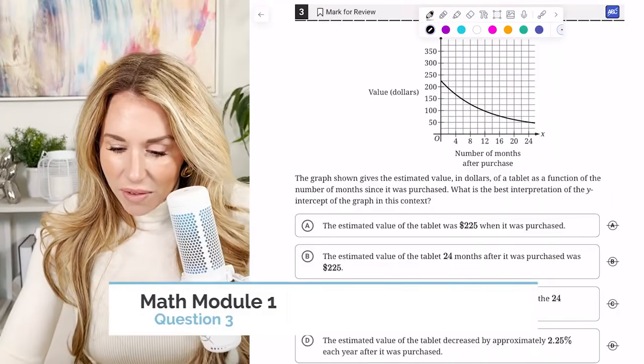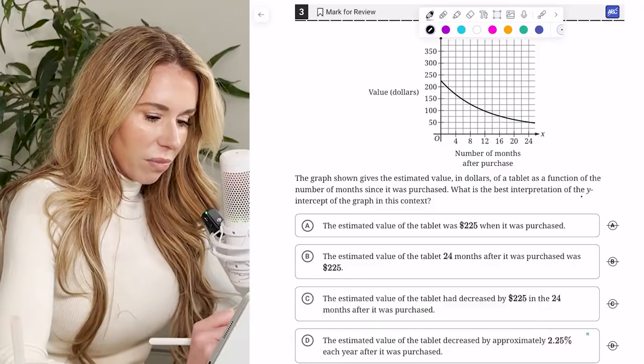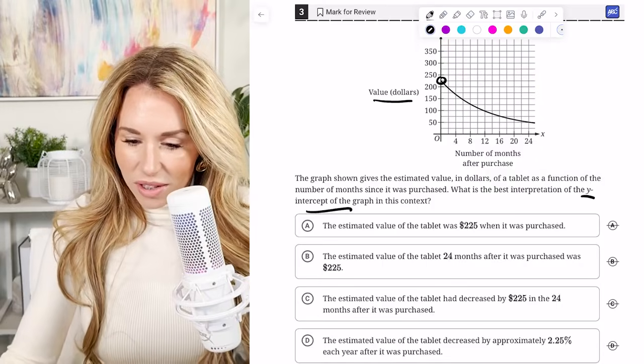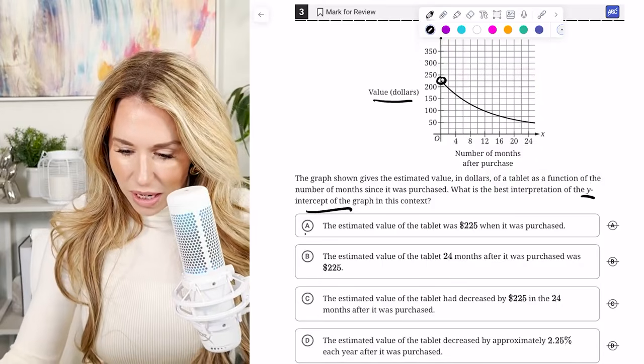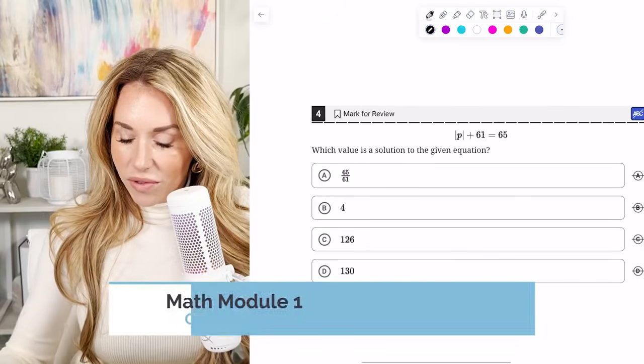All right, we have the estimated value in dollars of a tablet as a function of the number of months. Okay, what's the best interpretation of the y-intercept? Okay, that's how much it was at the start. So it's going to be how much it was when it was purchased. That's A.